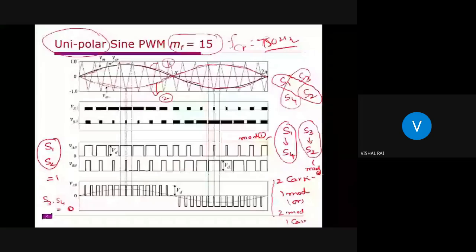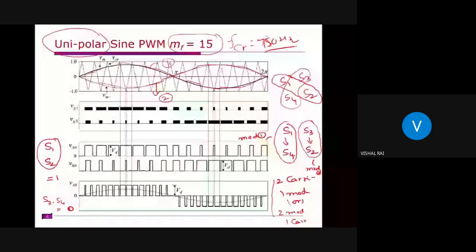The firing signals for S1 and S2 are the same, right? It is simple logic. When you have one carrier and one modulating signal, there are two possibilities: the modulating signal is greater than the carrier signal, or lesser than the carrier signal. So at a time you can control two switches with one modulating signal and one carrier signal.